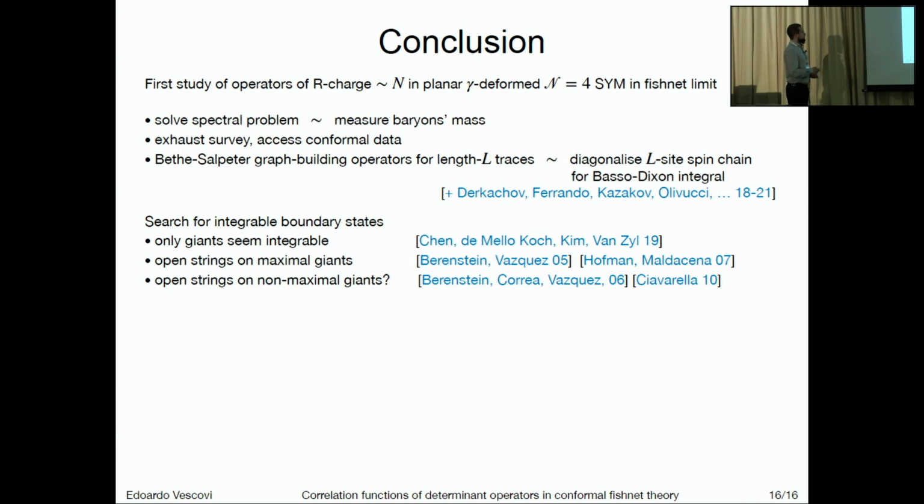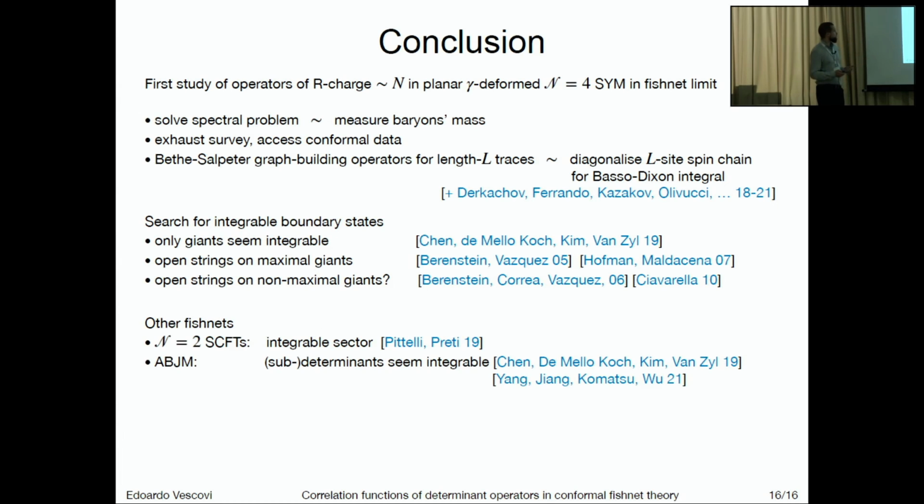There are further directions in integrability to search for integrable boundary states, which is so popular nowadays. In a survey by these authors, only giants in N=4 seem to be integrable among a certain class of heavy operators. Although we shouldn't be too pessimistic, because we can also throw into the game open strings. Open strings on maximal giants have a dynamics which is integrable, whereas to my knowledge there are some mixed indications about open strings on non-maximal giants. So it would be worthwhile also to have a look at those, maybe in the fishnet.